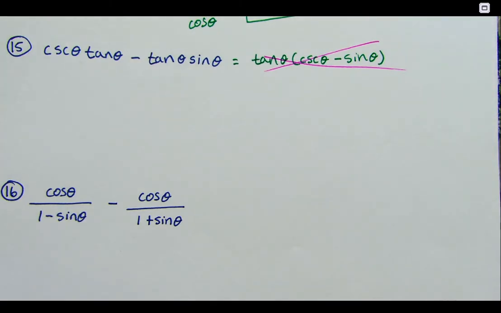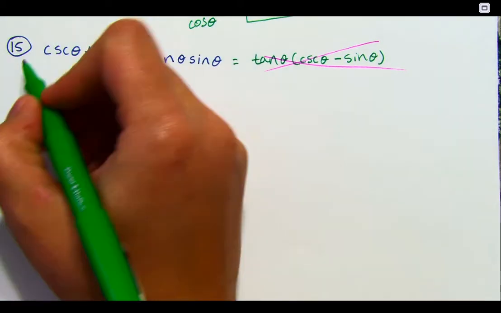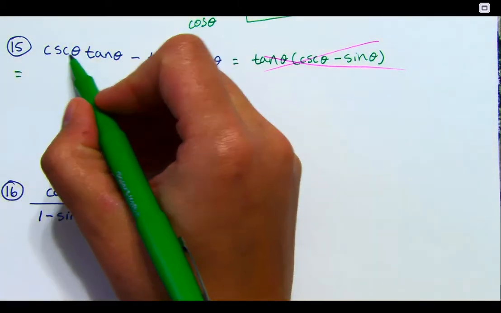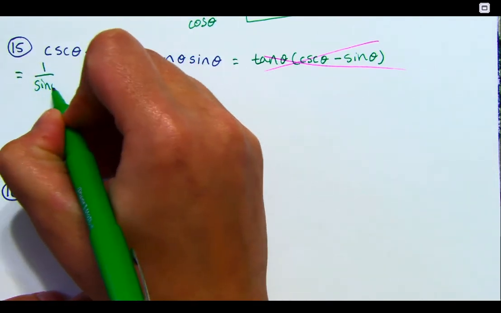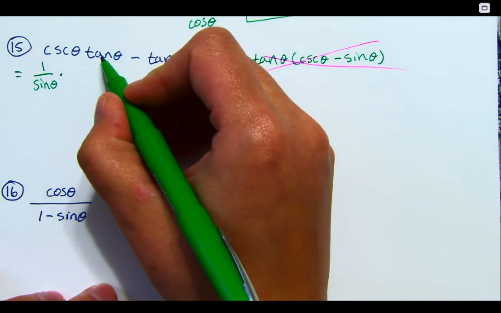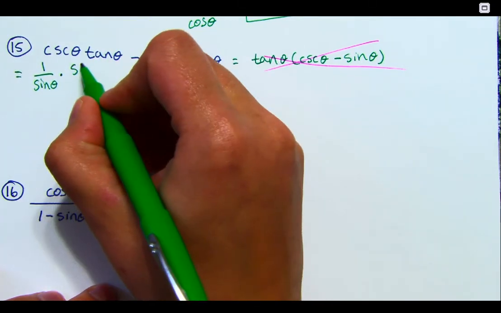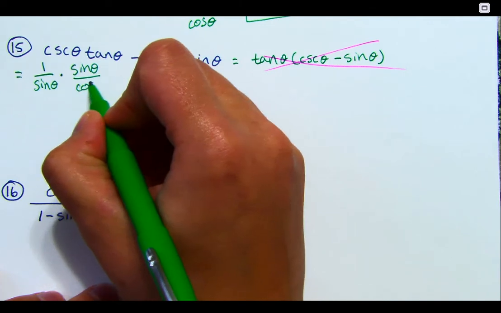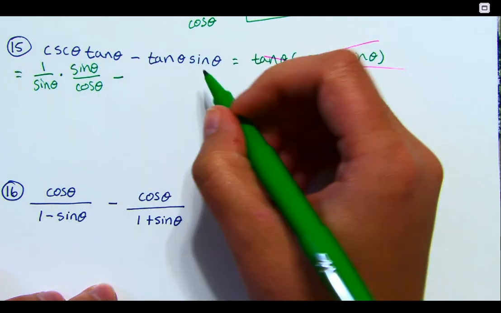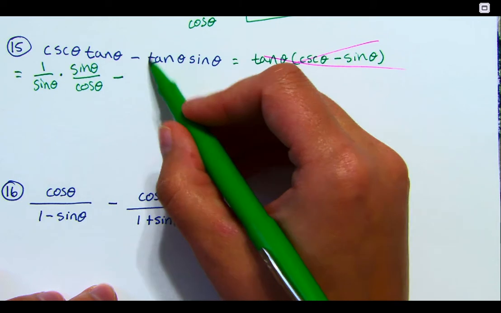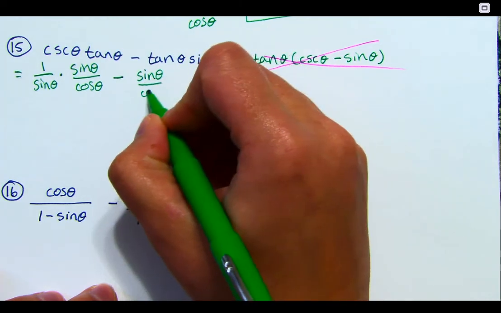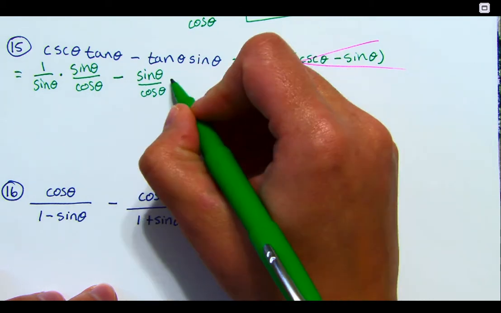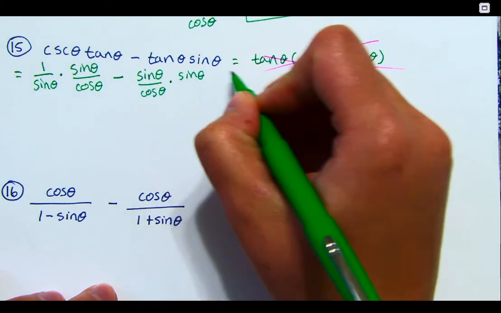So instead, I'm going to work on simplifying each term. So to do that, I'm going to start by replacing that with its reciprocal. So this would be 1 over sine theta. And then I'm replacing tangent with its quotient, so sine theta over cosine theta. And at the same time, I'm going to do the same thing here. So I'm going to replace tangent with its quotient, so sine theta over cosine theta. And I'm going to leave that sine theta alone.